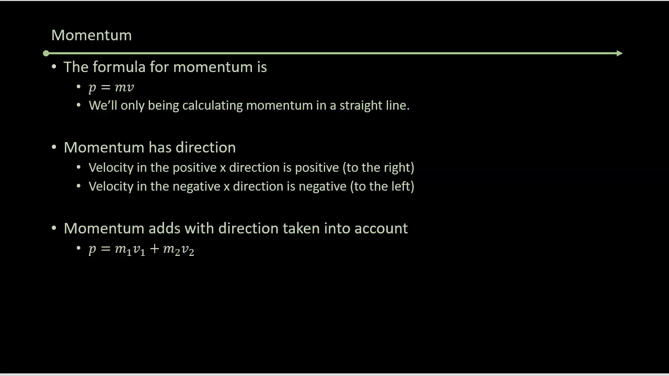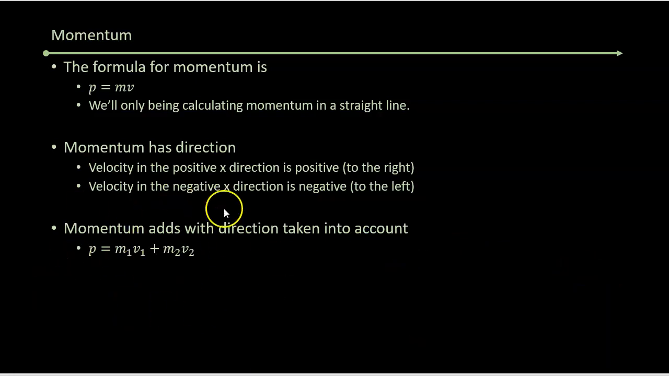Now, momentum is a vector, and that means it has a direction. But we're only going to be doing momentum in a straight line. You're not going to have to worry about angles. You're not going to have to worry about momentum in two different directions at all. Momentum in the positive x direction is going to be positive because velocity in the positive x direction is positive. And momentum in the negative x direction is going to be negative because velocity in the negative x direction is negative. Basically, left to right, if it's moving that way, it's positive momentum. And if it's moving that way, it's negative momentum.